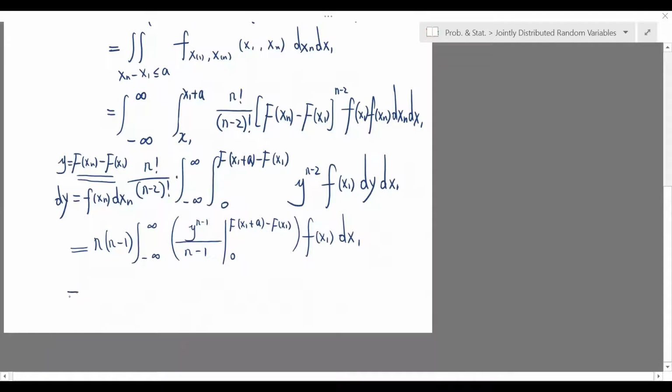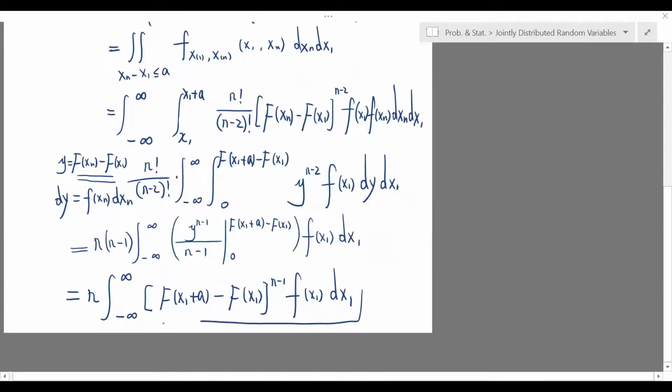After simplification, this expression could be written as n times the integral from negative infinity to positive infinity of capital F of x sub 1 plus a minus capital F of x sub 1 to the n minus 1 power times f of x sub 1 dx sub 1. And this is our general expression for the distribution of the range.